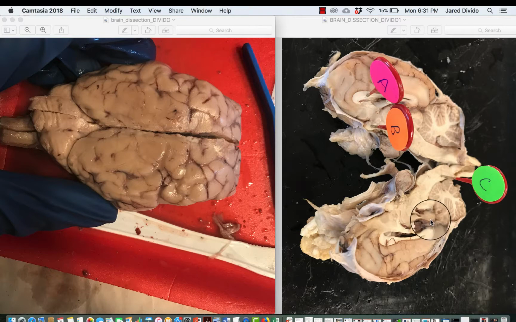The small structure situated right behind the corpus callosum is the pineal gland, and this is what produces melatonin to help regulate sleep cycles. As we move toward the central part of the brain, we're going to encounter the diencephalon, which includes the hypothalamus and the thalamus. Continuing to move more posteriorly, we encounter the brainstem, which includes the midbrain, the pons, and the medulla oblongata. The medulla is continuous with the spinal cord.